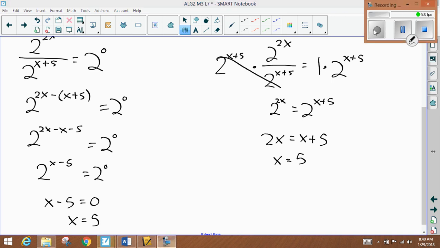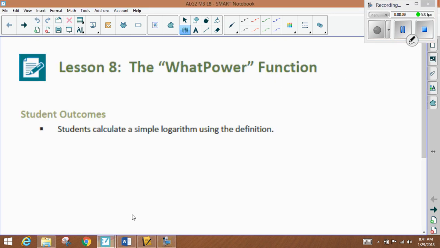That's the beautiful thing. Alright, let's move right on to lesson 8. The what power function? Hey, your homework for lesson 7 is nothing.